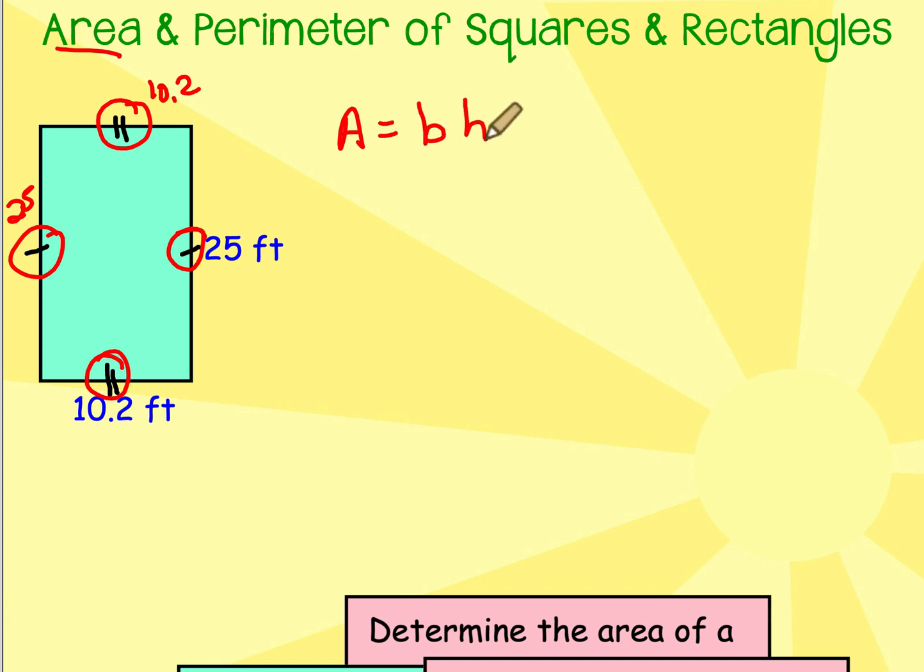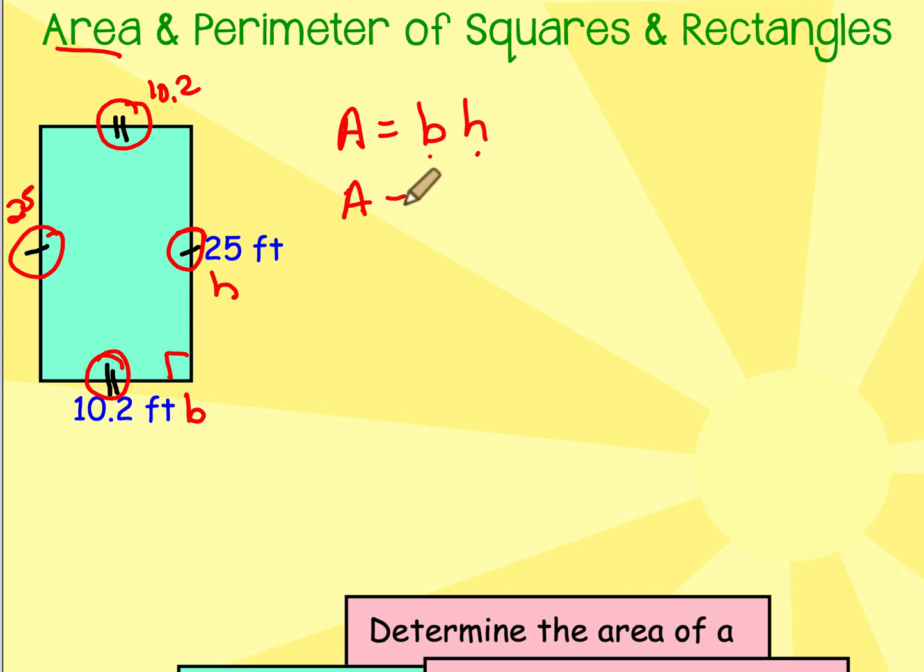Okay, so if we're going to start off doing area, the formula for area is base times height. Now for a rectangle, because every angle is a right angle, it doesn't matter which one is the base and which one is the height. So this could be my base, this could be my height, or it could be the other way around. And that's because multiplication is commutative and both of them are perpendicular to each other.